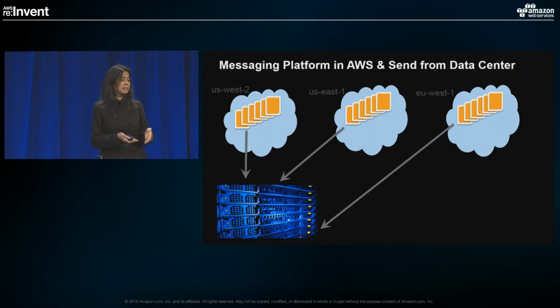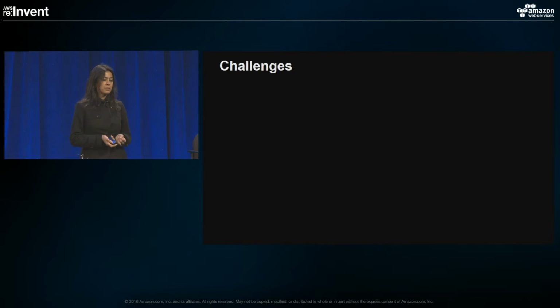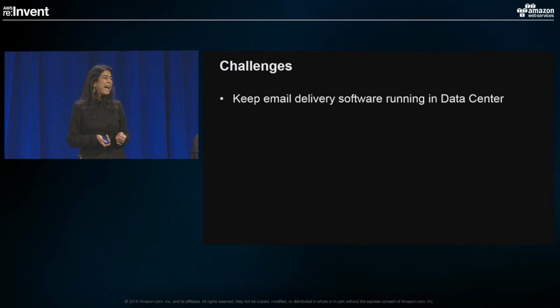It was nice to see that the message processors, the orange boxes, would scale up and down based on the needs of the day. If you had to send 5 million or 30 million or 80 million messages, that's all elastic. That works great. But we had fixed capacity in one data center that was doing the actual sending of the messages, right? So there are other challenges other than just not being elastic and not being available in multiple regions. We had to keep these servers running, this email delivery software running in the data center.